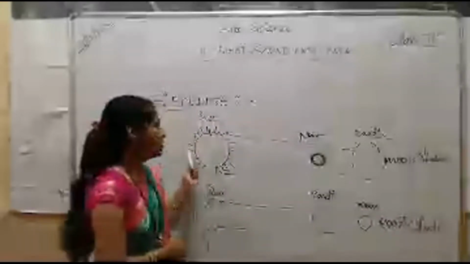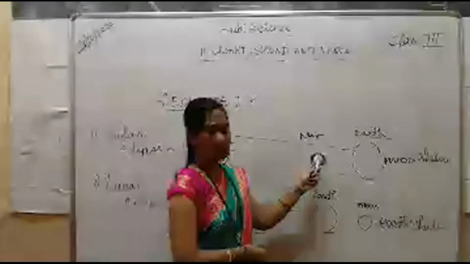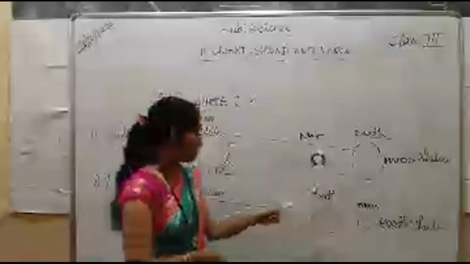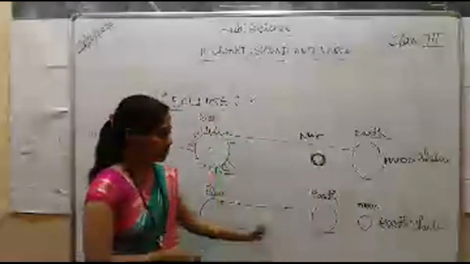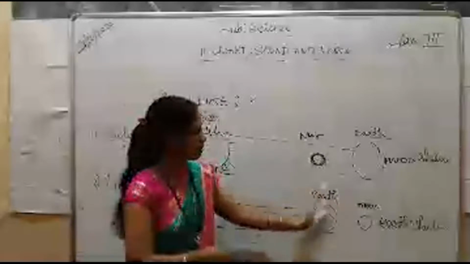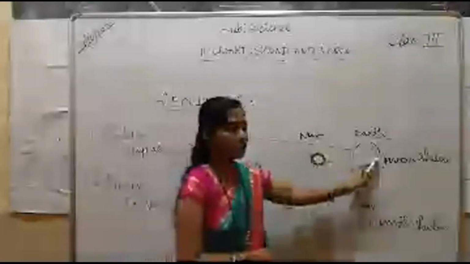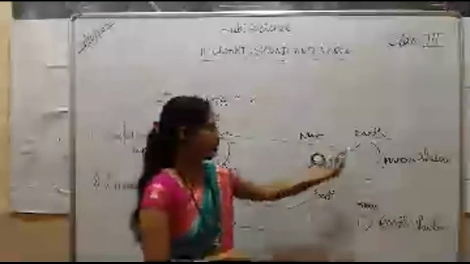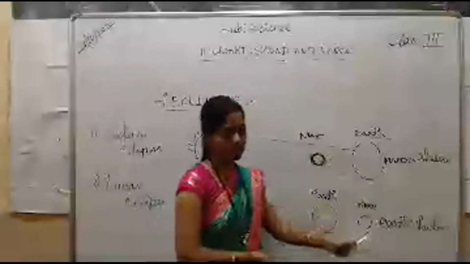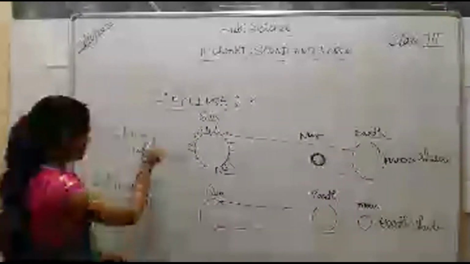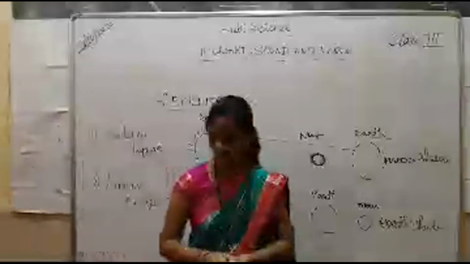Here we cannot see the sun. Why? Because the moon is blocking the sunlight. In the lunar eclipse, the earth is blocking the sunlight. That's why the shadows of these two objects fall on opposite sides. Here the moon's shadow falls on the earth, and here the earth's shadow falls on the moon. Okay students, this is solar eclipse and lunar eclipse.